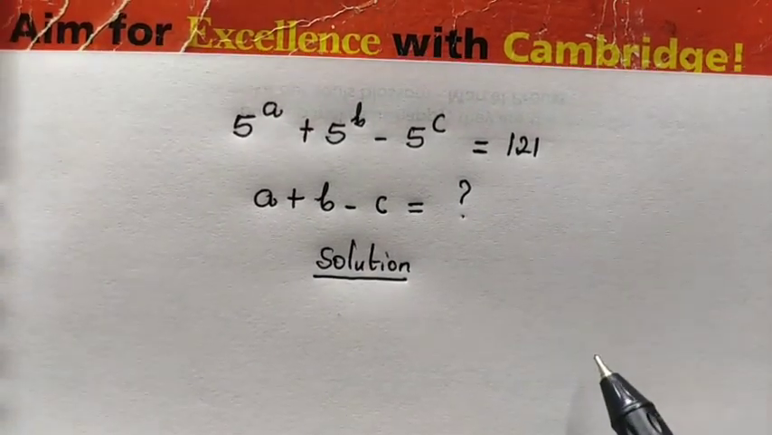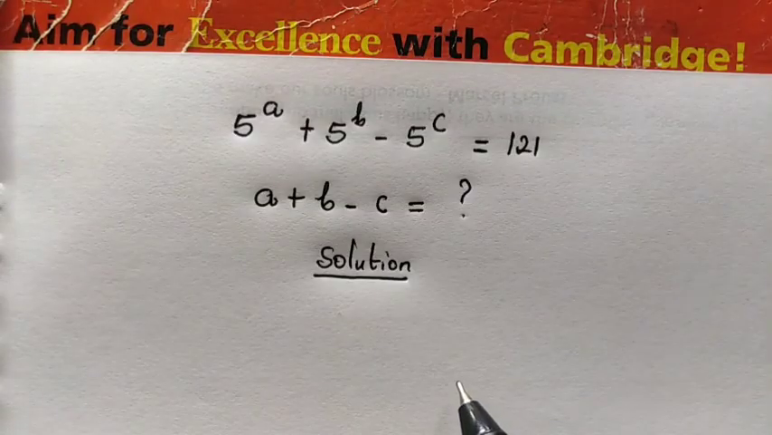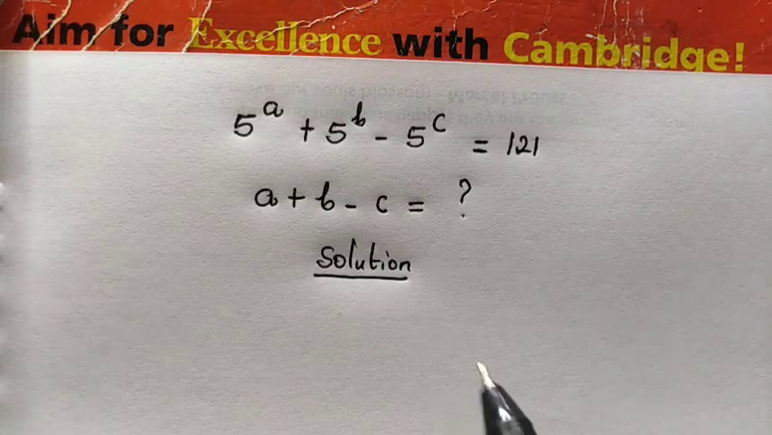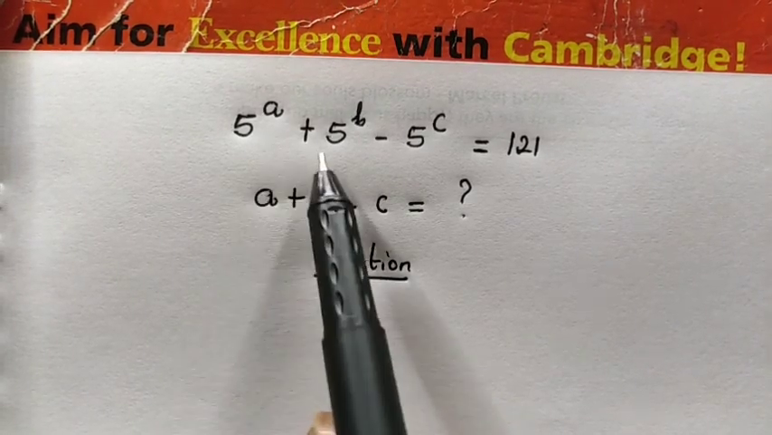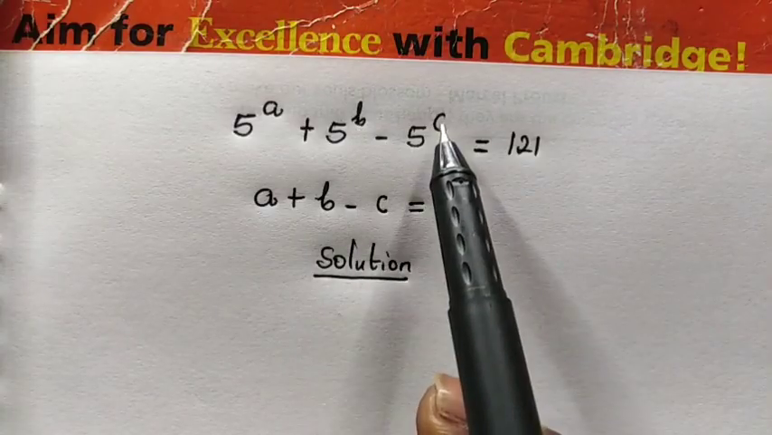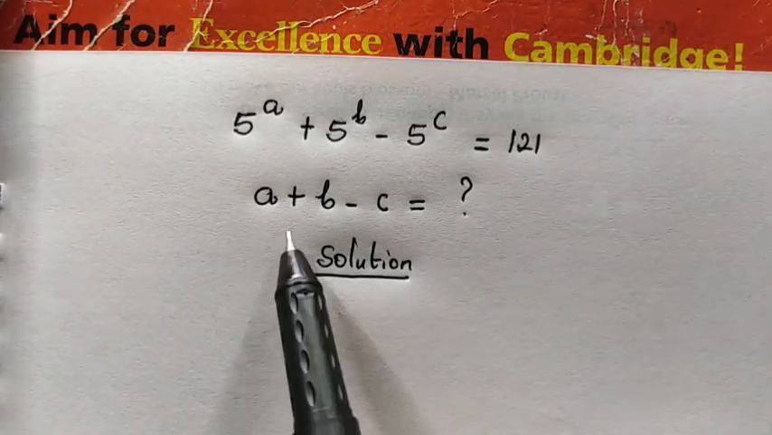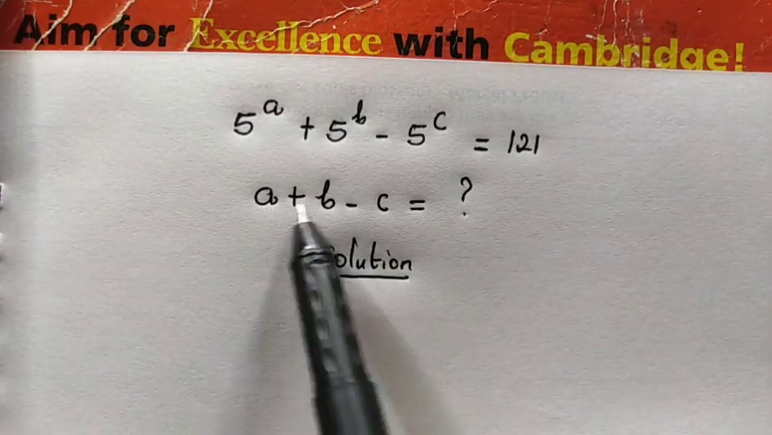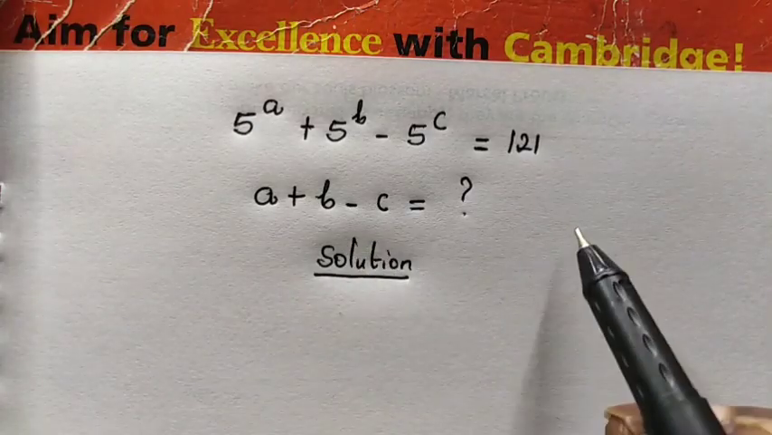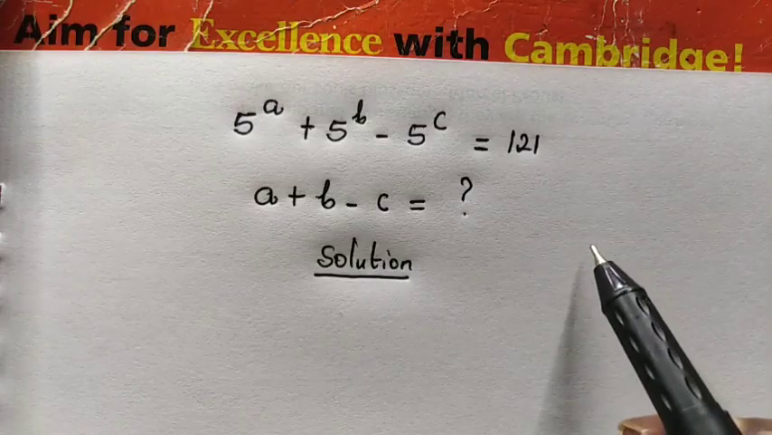Today we're given the following single equation with three different variables, which is known as the Diophantine equation. We have 5 to the power of a plus 5 to the power of b minus 5 to the power of c is equal to 121. In this video, we're going to evaluate a plus b minus c. So let us get started.